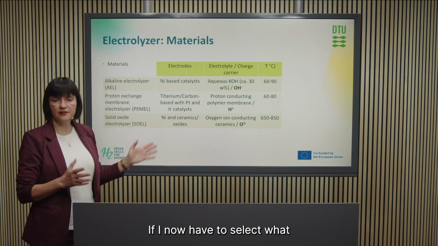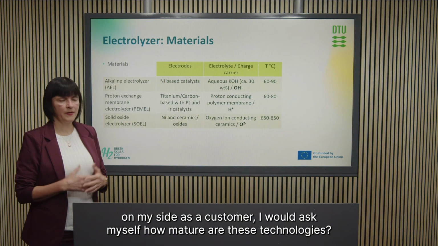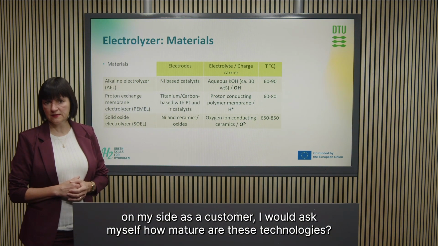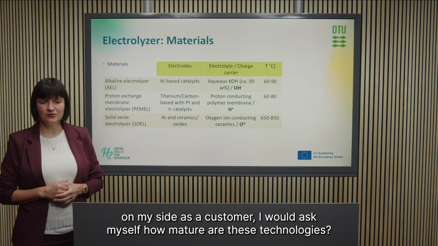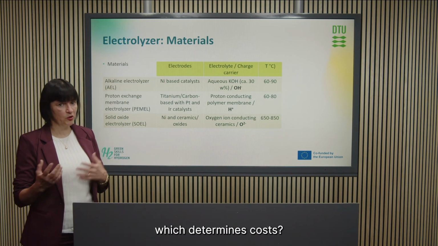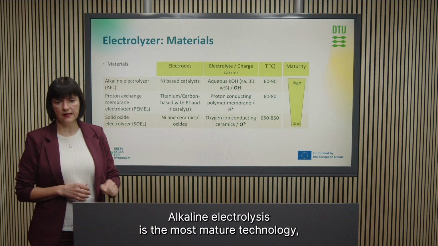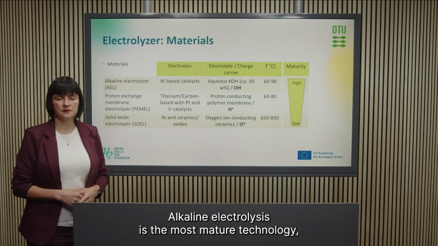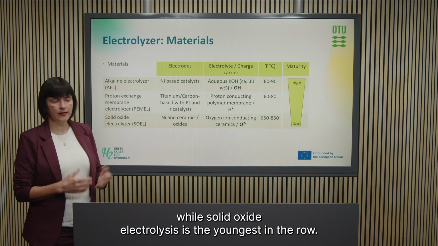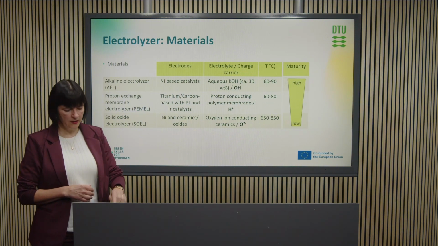If I now have to select what do I want to install on my site as a customer, I would ask myself, how mature are these technologies? Can I purchase units? And what is the efficiency, which determines costs? And here I show the trend for maturity. Alkaline electrolysis is the most mature technology, while solid oxide electrolysis is the youngest in the row.